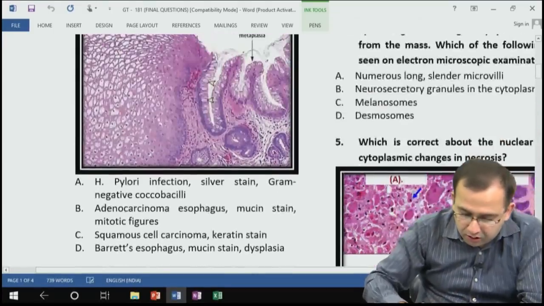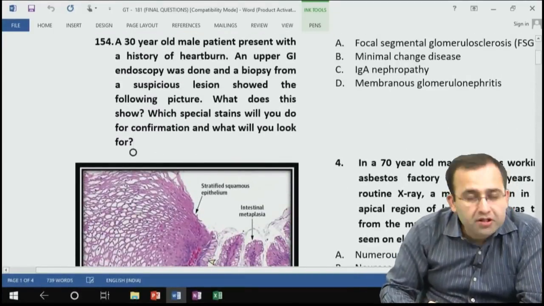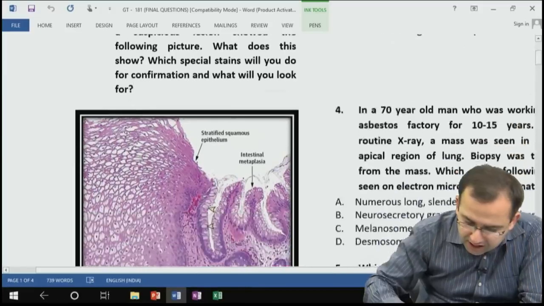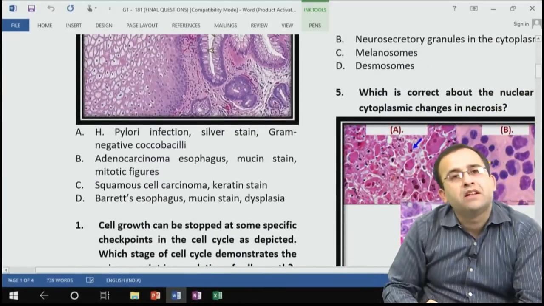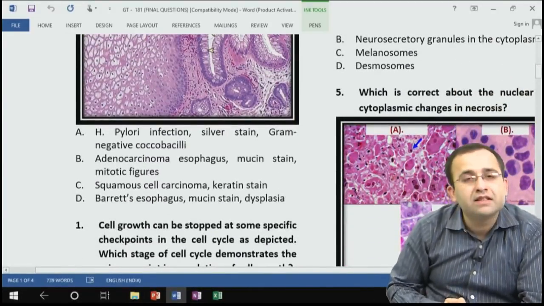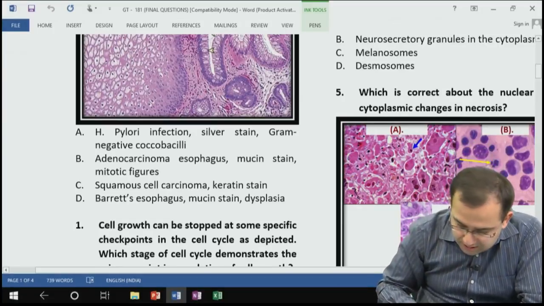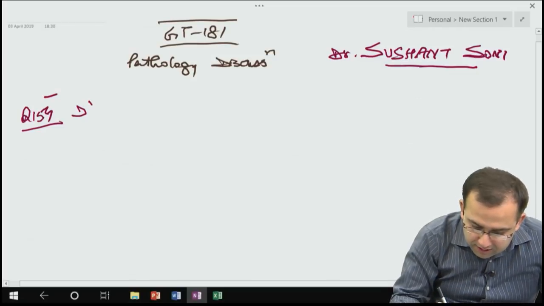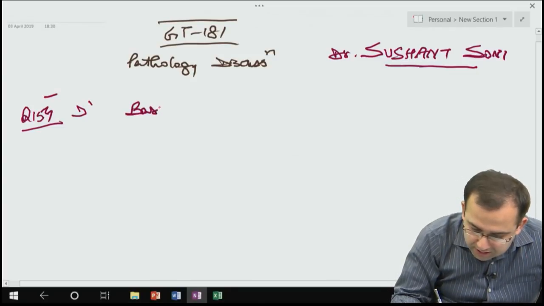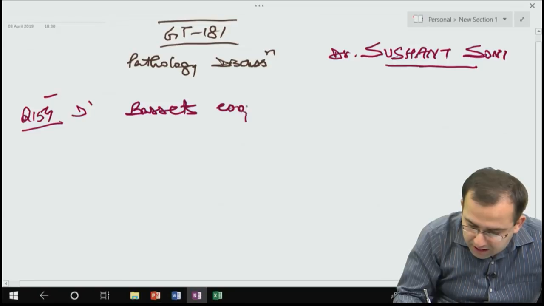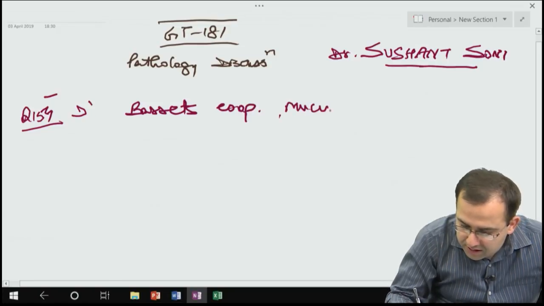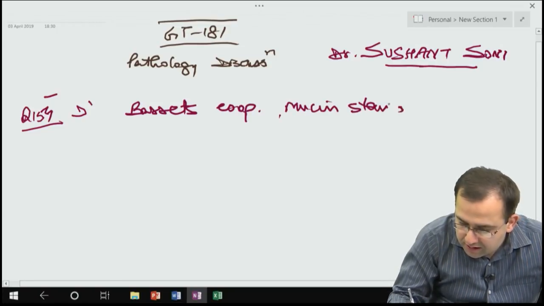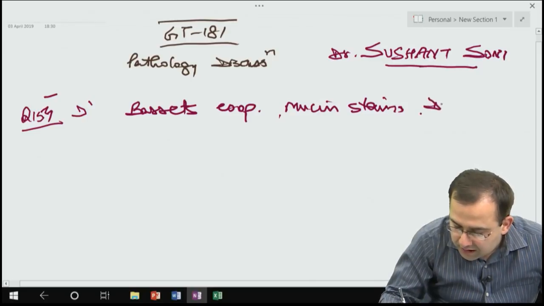Next point. So the question was, what does this show? Barrett's esophagus. Which stain and what will you look for? The answer is D. That is, we will do mucin stains and we will look for dysplasia. So question 154, the answer is D, that is Barrett's esophagus, mucin stains, and we look for dysplasia.